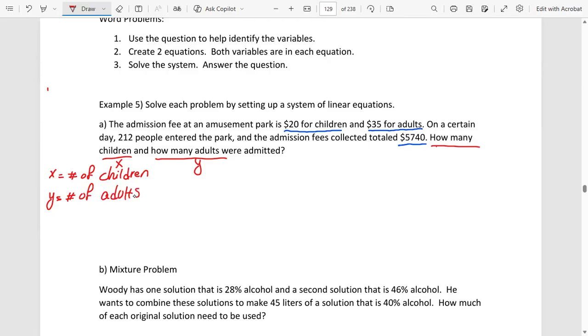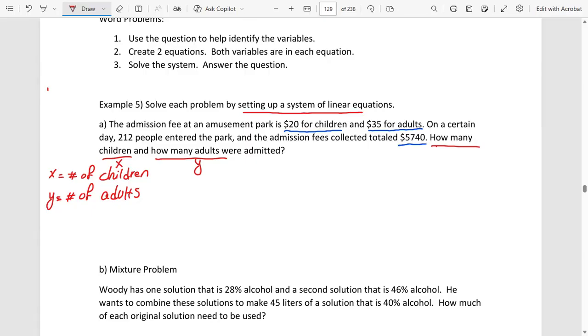Okay? Then, after defining the variable, I'm going to go back to the beginning of the problem and try to write equations. We are not going to use guess and check to solve this kind of problem. We have to write equations, set up a system of equations, and then solve the system. Why do we need a system of equations? Because we have two variables. Every time you have two variables to find, you need two equations as well. Every time you have three variables to find, you have to have three equations.